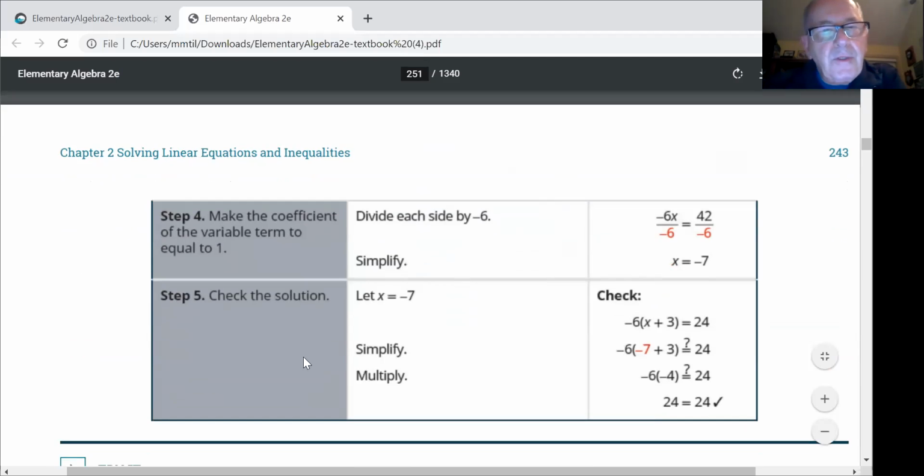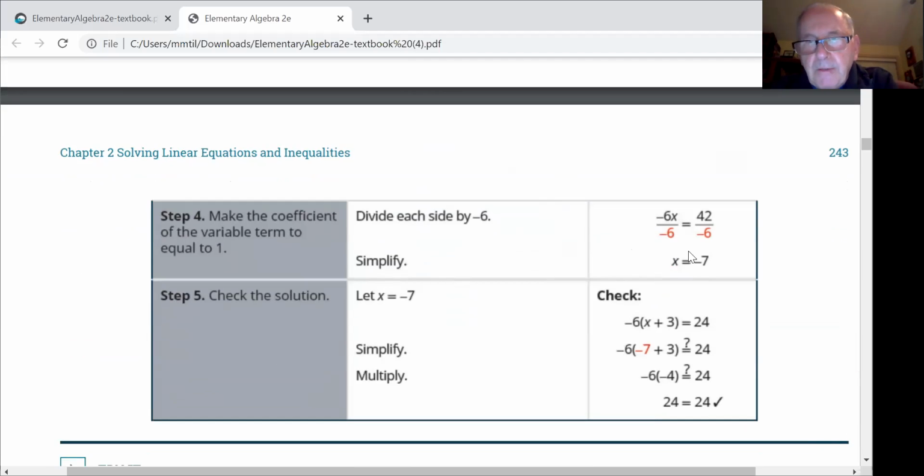We want to make the coefficient of the variable 1. In other words, we're not solving for minus 6x, we're solving for x. So in this particular case, you have to divide by minus 6. You do it on both sides. So the left side, it factors out. So now you have x is equal to 42 divided by minus 6, which is minus 7.